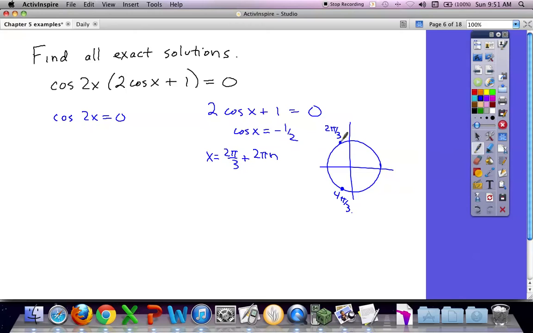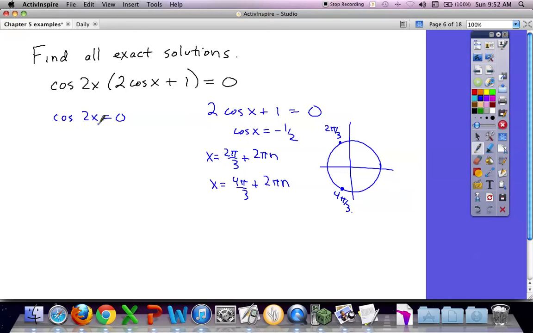Meaning that if 2 pi over 3 solves this, if I add 2 pi, I get back to the same angle, and therefore it also solves it. And I could do that again and again and again. I could even take away 2 pi as many times as I want, and I get back to an angle which would also solve this. So I need this statement, and then I need to do the same thing for the 4 pi over 3. 4 pi over 3 plus 2 pi times n, right? 2 pi is the period of the cosine function.